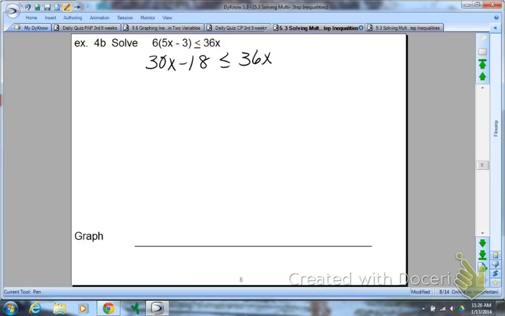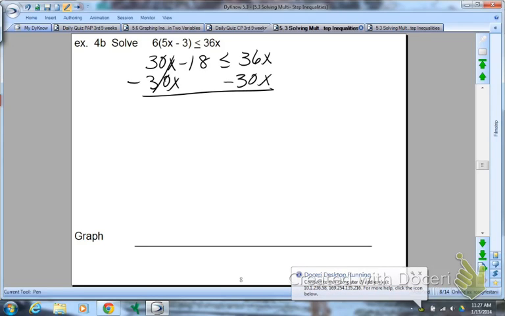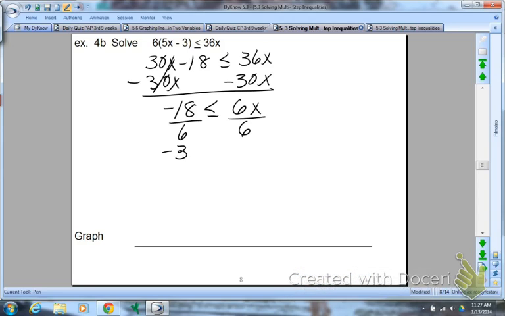I cannot move the variable on the left side right now because that 36x is sitting over there all by itself. So I have to subtract the 30x. So negative 18 is less than or equal to 6x. Then divide by 6. Negative 18 divided by 6 is a negative 3 is less than or equal to x.